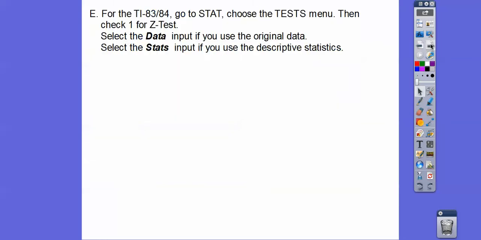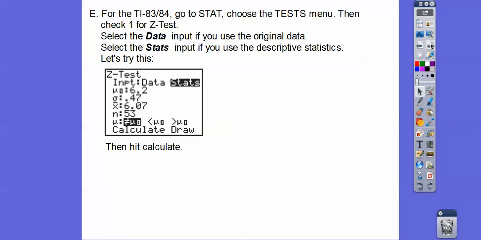All right. Okay, and then for the TIs, you go to stats and choose test, and then check z-test. Okay, number 1 for a z-test. Okay, and then if you have data put in your list, then you would select data. Otherwise, when they give you the data, like the sample mean and the standard deviation and all that stuff, then you hit stats on there. Okay, so here's an example right here.